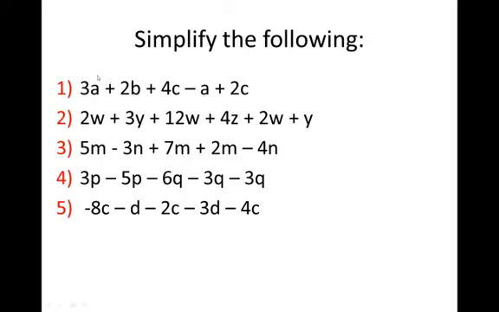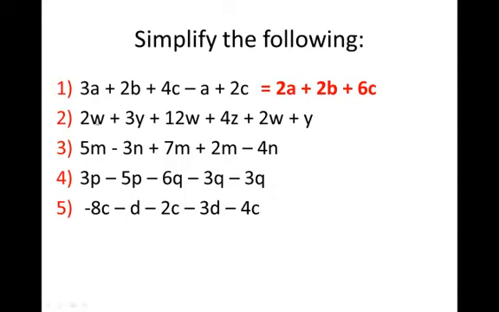So we have a look at the first problem. 3A, the other member of the family, the A family, is negative A. Remember, the negative travels with it. So 3A minus 1A leaves you 2A. We only have one B family here, so 2B will stay the same. And two C families, plus 4C plus 2C gives us 6C. So the answer is 2A plus 2B plus 6C.